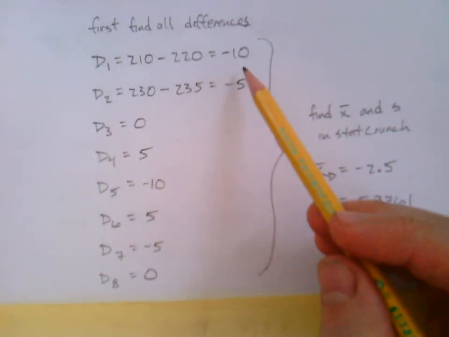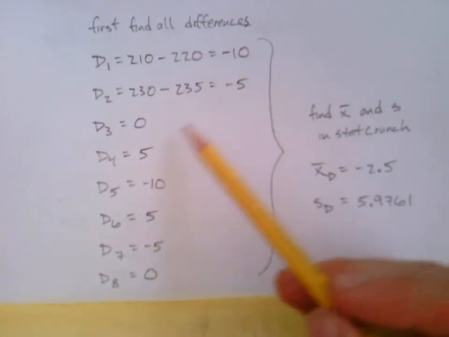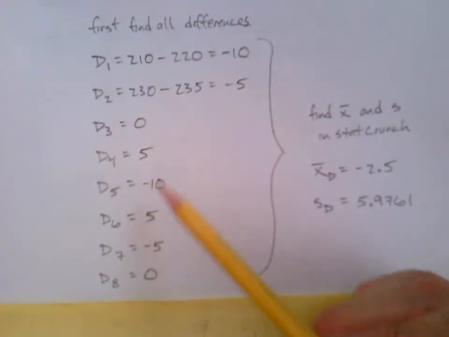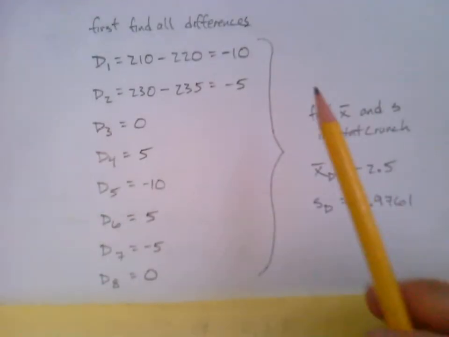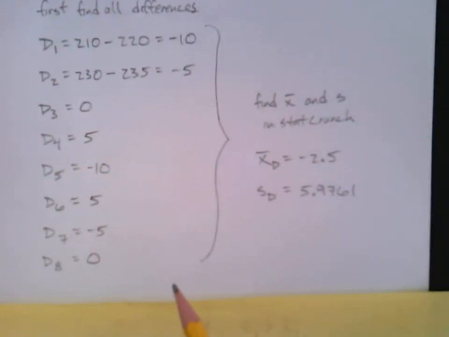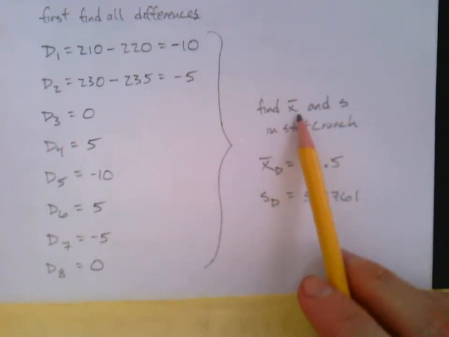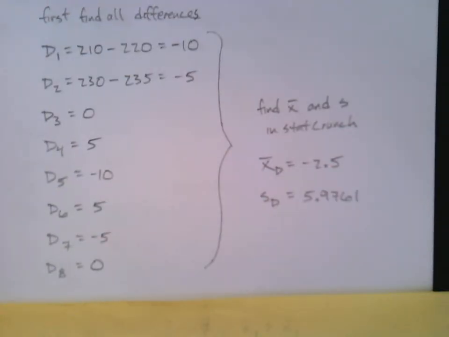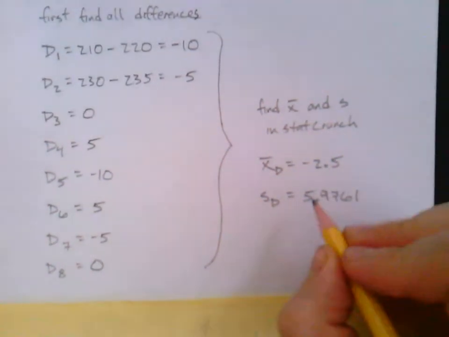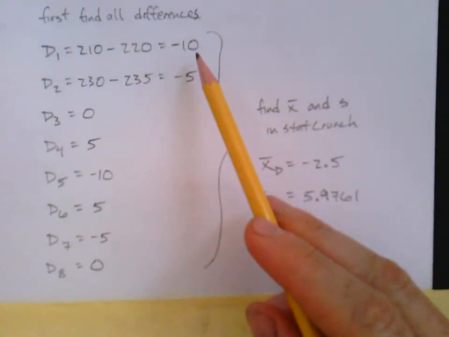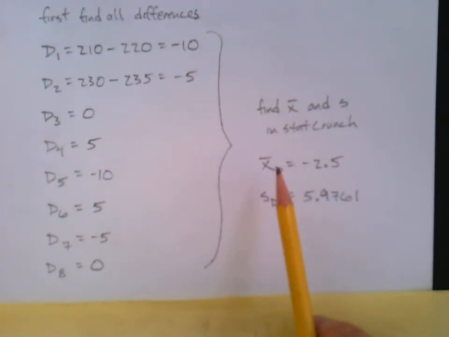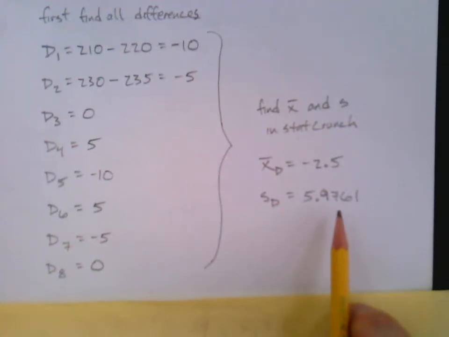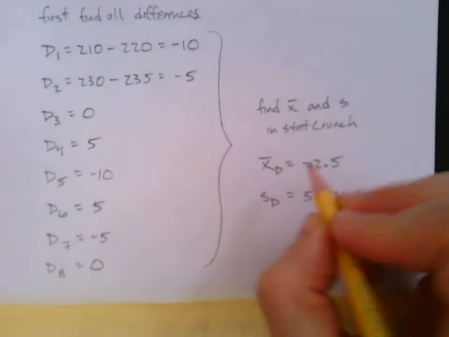All right, once we have all of these differences, think of this as 8 pieces of data. All right, negative 10, negative 5, 0, etc. We're going to put those numbers into StatCrunch, and we're going to find the average, and the sample standard deviation. And that is X bar sub D and S sub D. And these are the numbers that I got, so I will invite you, maybe pause the video, put these 8 numbers into StatCrunch, get your average and your standard deviation, see if you can confirm these numbers that I got.